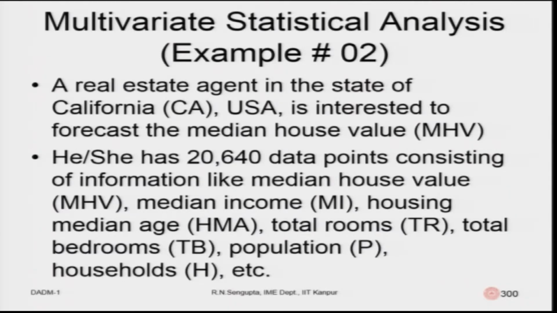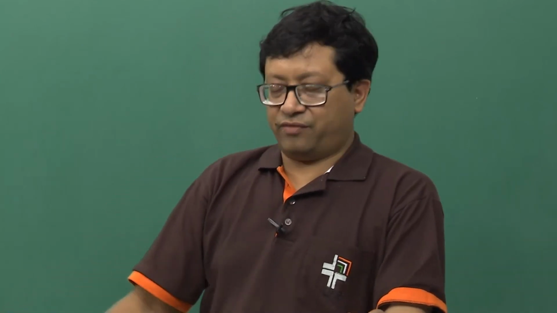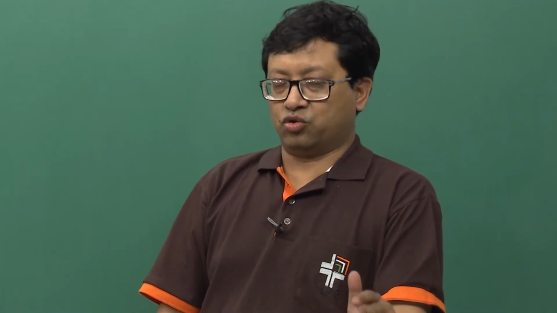They are denoted by MHV, which is the median house value, median income MI, housing median age HMA, total number of rooms TR, total number of bedrooms TB, population P, and households H. Obviously, there was other information also. When I come to the data source, there is the longitude and latitude of the place for each and every house, so those 20,640 data points had their location also, but that is not necessary for our calculation. So, I have not mentioned it, but if somebody is interested, he or she can definitely have a look at the source.